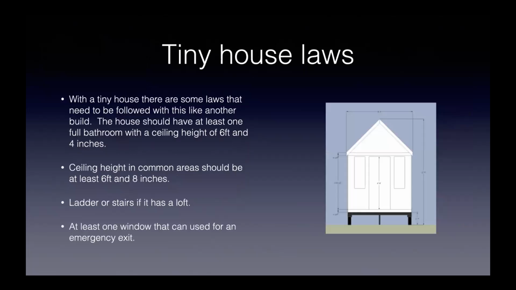And some of the most common tiny house laws: in the bathroom, you need to have a height clearance of at least 6 feet 4 inches. And in the living areas, you need to have 6 feet 8 inches. And there should also be at least one emergency window to get out in case there's an emergency as well.